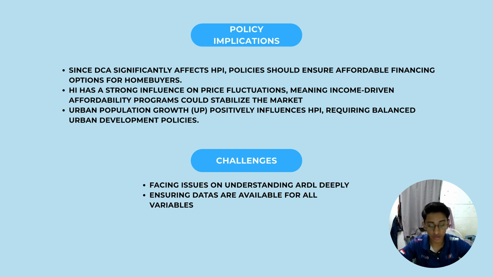Household income has a strong influence on price fluctuations, meaning income-driven affordability programs could stabilize the market. Next, urban population positively influences the housing price index, requiring balanced urban development policies.